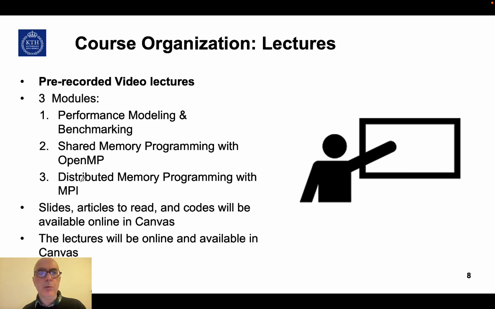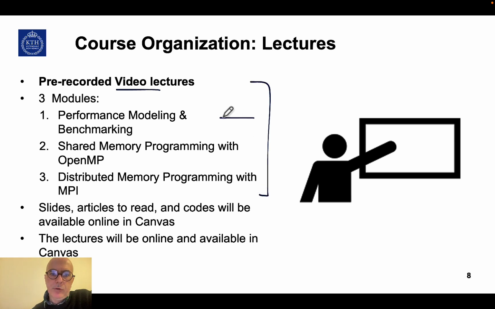How is the course organized? Well, we're going to have a series of pre-recorded video lectures, like the one that you're following now. We divided the full course into three modules. The first one is about performance modeling and benchmarking. The second one is about the computing node, shared memory programming of a computing node with OpenMP, which is an approach for programming shared memory systems. And then we will focus the last module on distributed memory programming with MPI. All the slides, articles to read, and codes will be available online in Canvas.